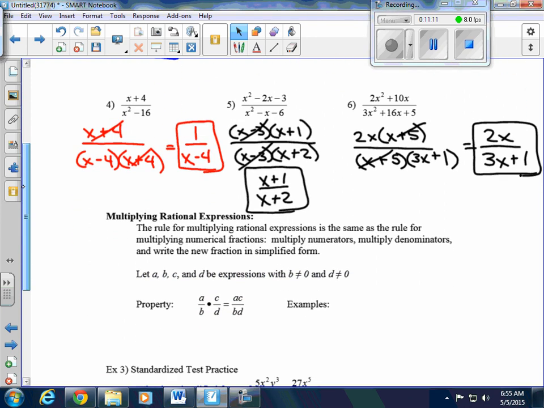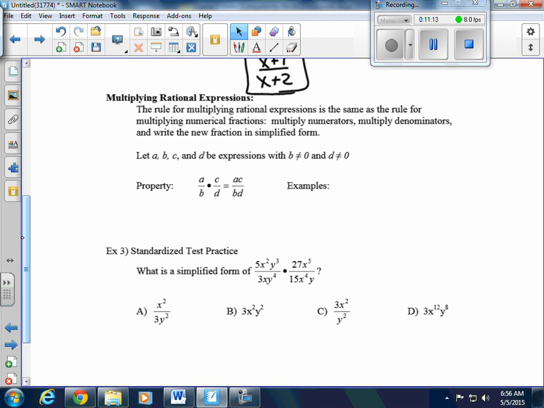All right, the next thing we're going to look at is multiplying rational expressions. Now the rule for multiplying rational expressions is the same as the rule for multiplying fractions. Multiply your numerators, multiply your denominators, and then simplify it. Okay, again, here, A times C is AC, B times D is BD.